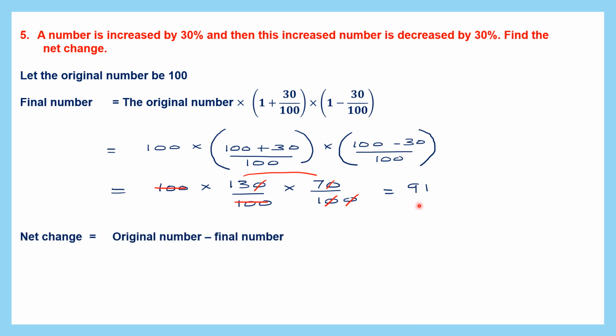We can find the net change and the net change will be the original number, that is 100, minus the final number, which is 91. 100 minus 91 is 9. Now this is the final answer. This is the net change, 100 minus 91. So this is our answer because we've only been asked to find the net change. We've not been asked to find the percentage. So 9 is our answer.